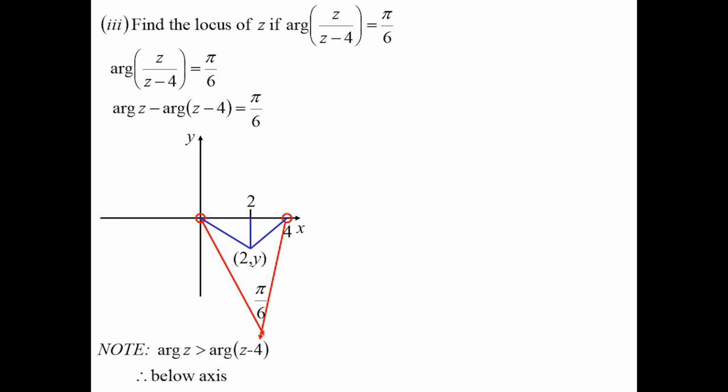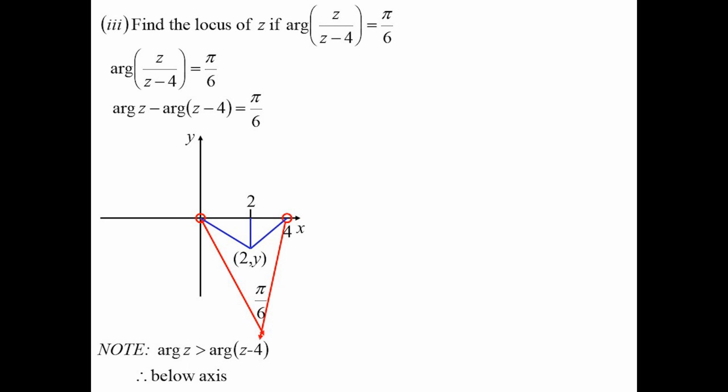Pi on 6 means it's a major arc. So if it's a major arc, then the centre must be on the same side as that point of intersection. If it was a minor arc, then the centre would be on the other side. So I know it's below. I know the centre. Conveniently, the chord was horizontal, so I know that the line joining the centre is vertical. So it has an x coordinate of 2. I now need to work out the y coordinate.